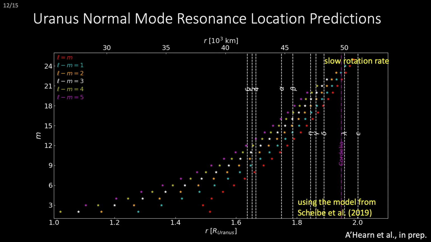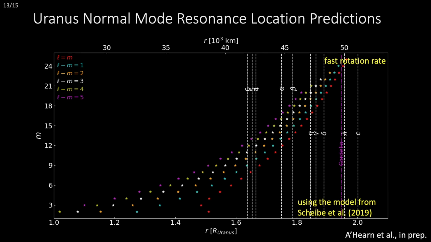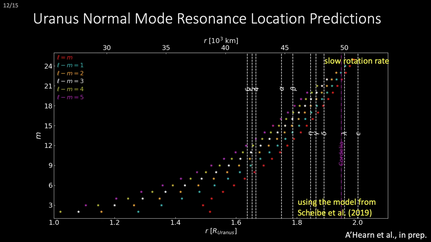One of the fundamental parameters we hope to constrain with ring seismology is the planet's bulk rotation rate. The Scheibe model uses the classical, or slow, rotation rate, corresponding to a period of 17.24 hours. If instead we use in our calculations the rotation rate provided in Helled et al. 2010, called the fast rotation rate, corresponding to a period of 16.58 hours, which would be inconsistent with the model, but can be done for exploratory purposes, all the resonance locations shift inward slightly. So you can see how Uranus's rotation rate is another parameter that ring seismology could help constrain.